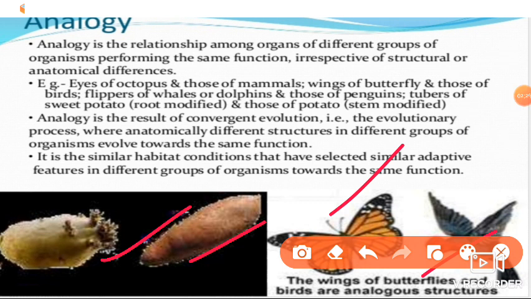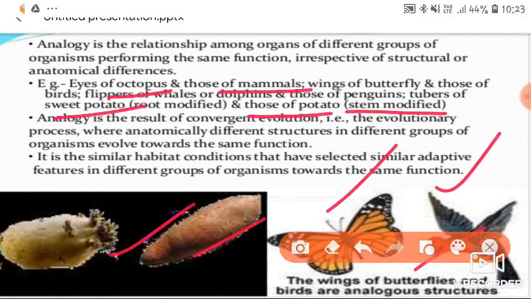Some examples given here: the wings of butterfly and birds, structurally they are different but the function is the same. Here they have taken sweet potato and potato. Sweet potato is a modification of root, and potato is a modification of stem, but they perform the same function, that is storage of food. Along with that you can take the eyes of octopus and mammals. Please remember those examples, and the definition of convergent evolution is also very important.